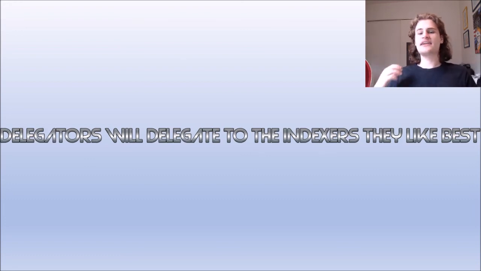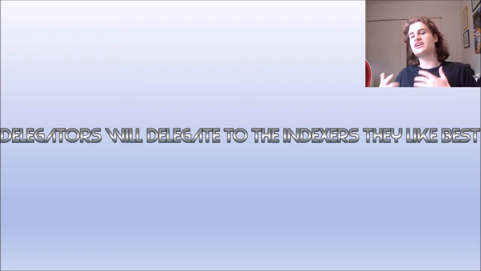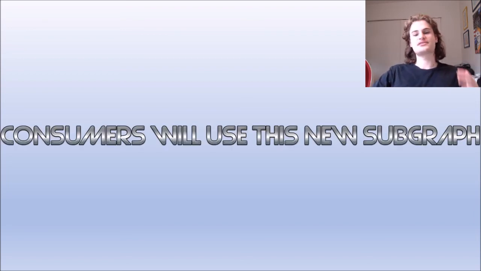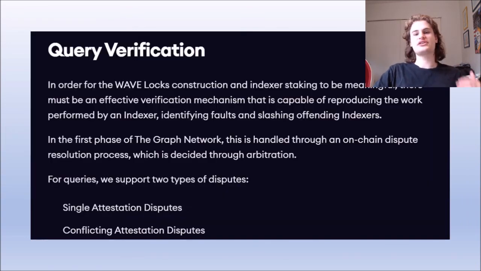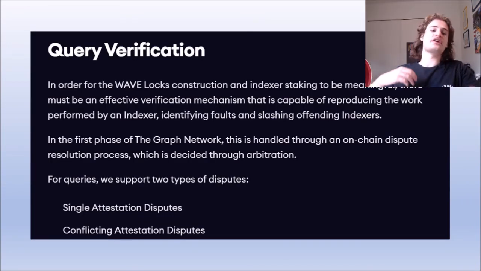Now, delegators will then go on to delegate to the indexers they like best. If there's multiple indexers all trying to make this new subgraph, the delegators will essentially choose which indexers they like the best, and these indexers will probably have the most technical skills and they'll have the best subgraphs. The consumers will then use this new subgraph, they'll pay out fees to the indexers, and then the system is essentially complete.